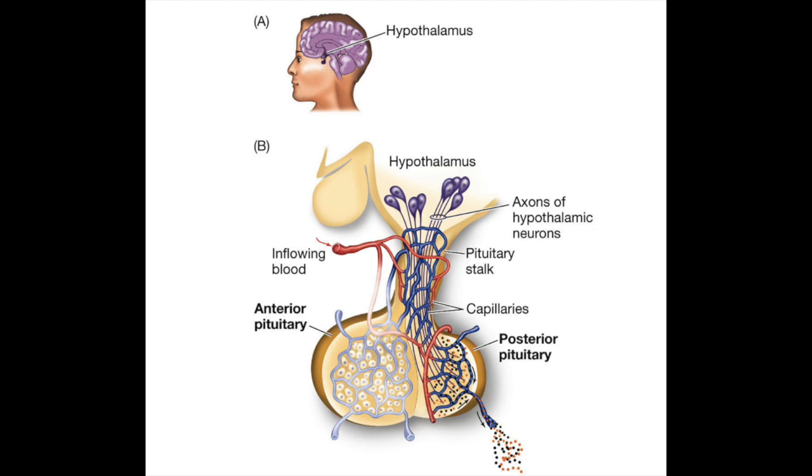Hypothalamic neurosecretory cells extend axons down the stalk of the pituitary and into the posterior lobe. These neurosecretory cells secrete oxytocin and antidiuretic hormone, ADH, directly into the capillaries of the posterior pituitary. Oxytocin plays a critical role in childbirth by causing the uterus to contract and stimulates the ejection of milk from the mammary glands. ADH regulates blood volume and salt concentration.